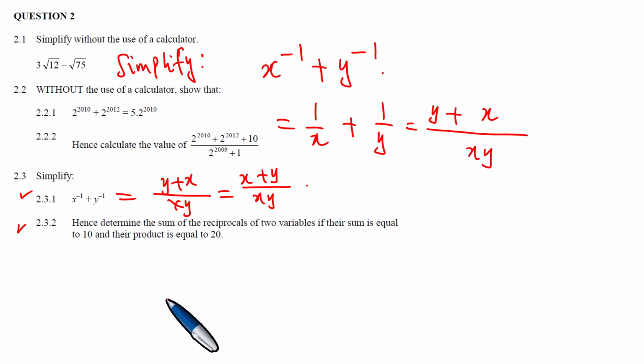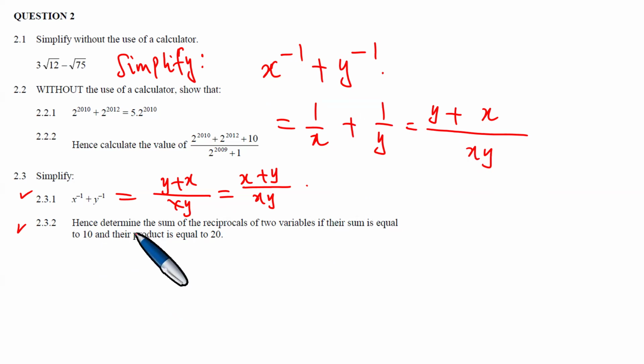It's saying so much in strength today because they're saying hence determine the sum of the reciprocals. So the sum of the reciprocals is when we're adding the reciprocals, we're adding x to the power minus 1 plus y to the power minus 1. These are the reciprocals. We're adding them.